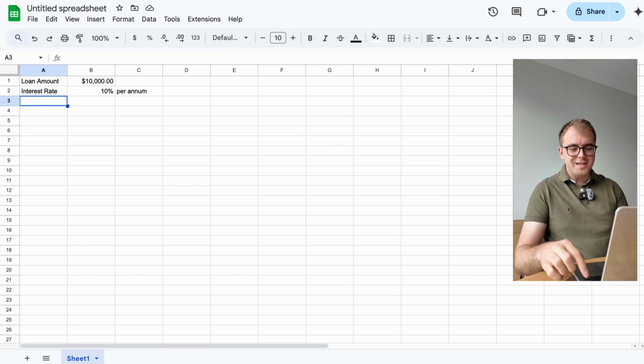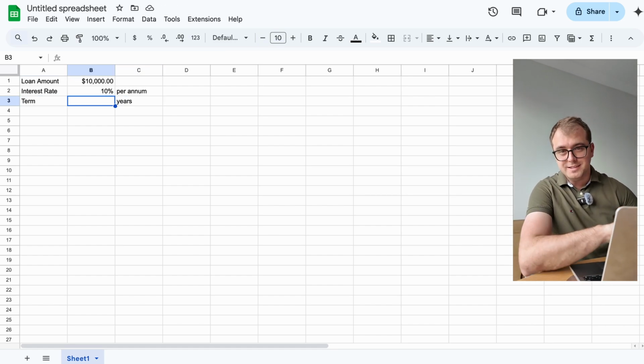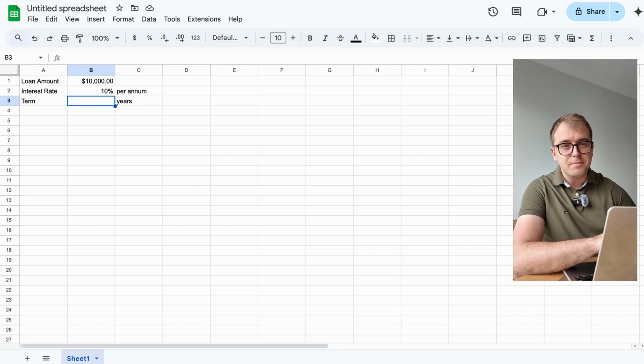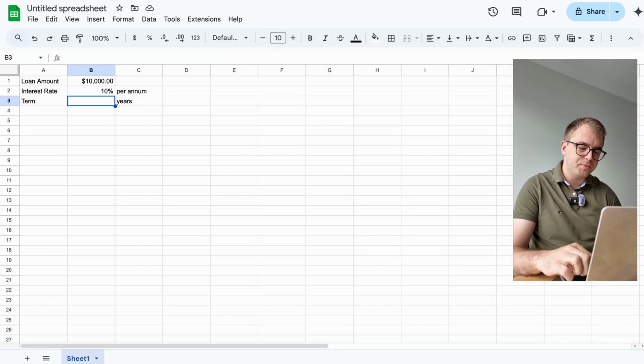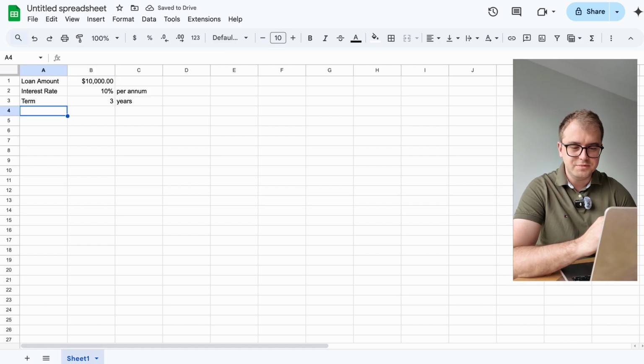The next thing we need to talk about is the term. Now this is measured in years. So I'll just key that in. So here we're measuring a number of years. So if I have a car loan, it might be for 5 years. If I have a mortgage in the US, it might be 30 years. In this example, I'll use 3 years to keep it simple and keep the schedule a bit shorter for demonstrative purposes.